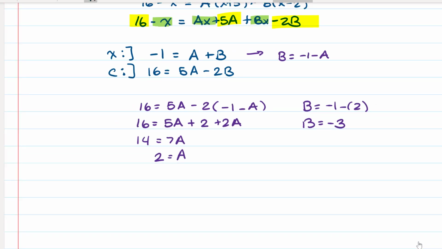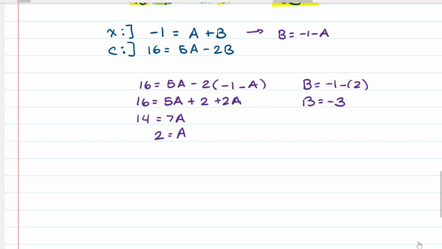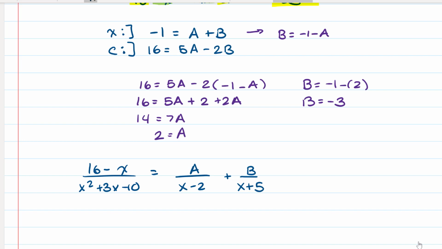This is the very important part, is that when we write our problem, we want to make sure we keep it exactly the same. So we have 16 minus x divided by x squared plus 3x minus 10 is equal to a over x minus 2 plus b over x plus 5. So we get 2 over x minus 2 plus negative 3 over x plus 5.